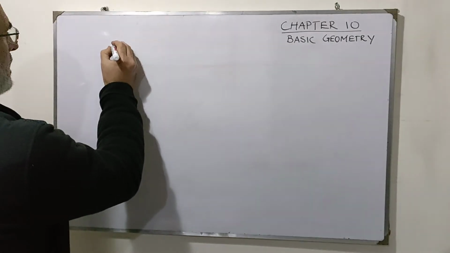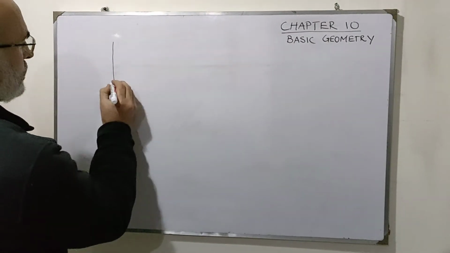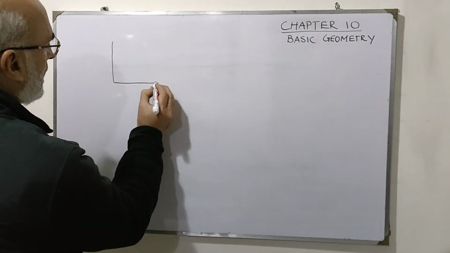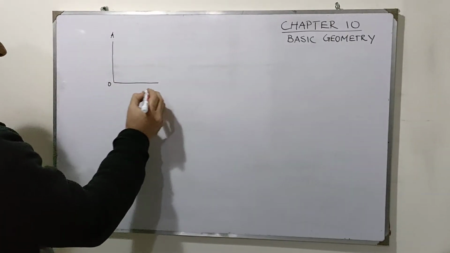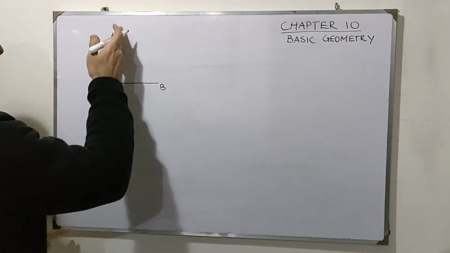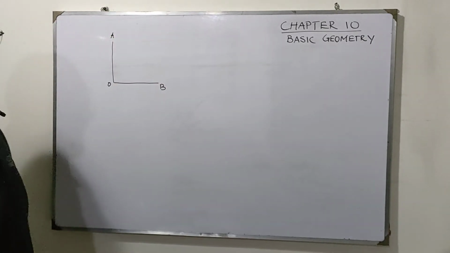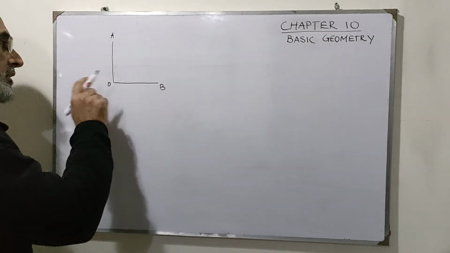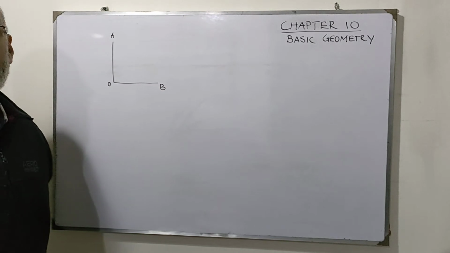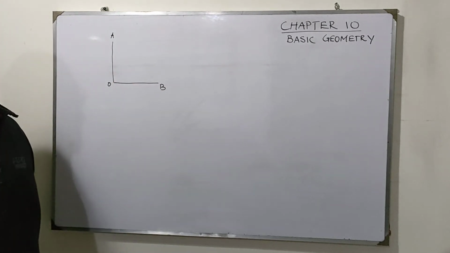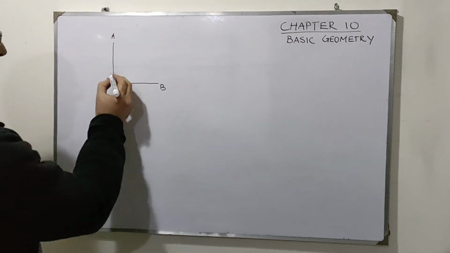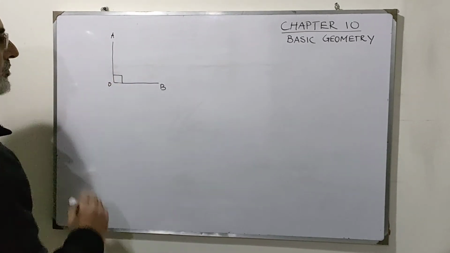Okay, if we have these 2 lines and A, O, B. So I have 2 lines OA and OB. They are meeting at this point. This O point is a vertex, and the angles they are forming we are all familiar with. It's a 90-degree angle, right?